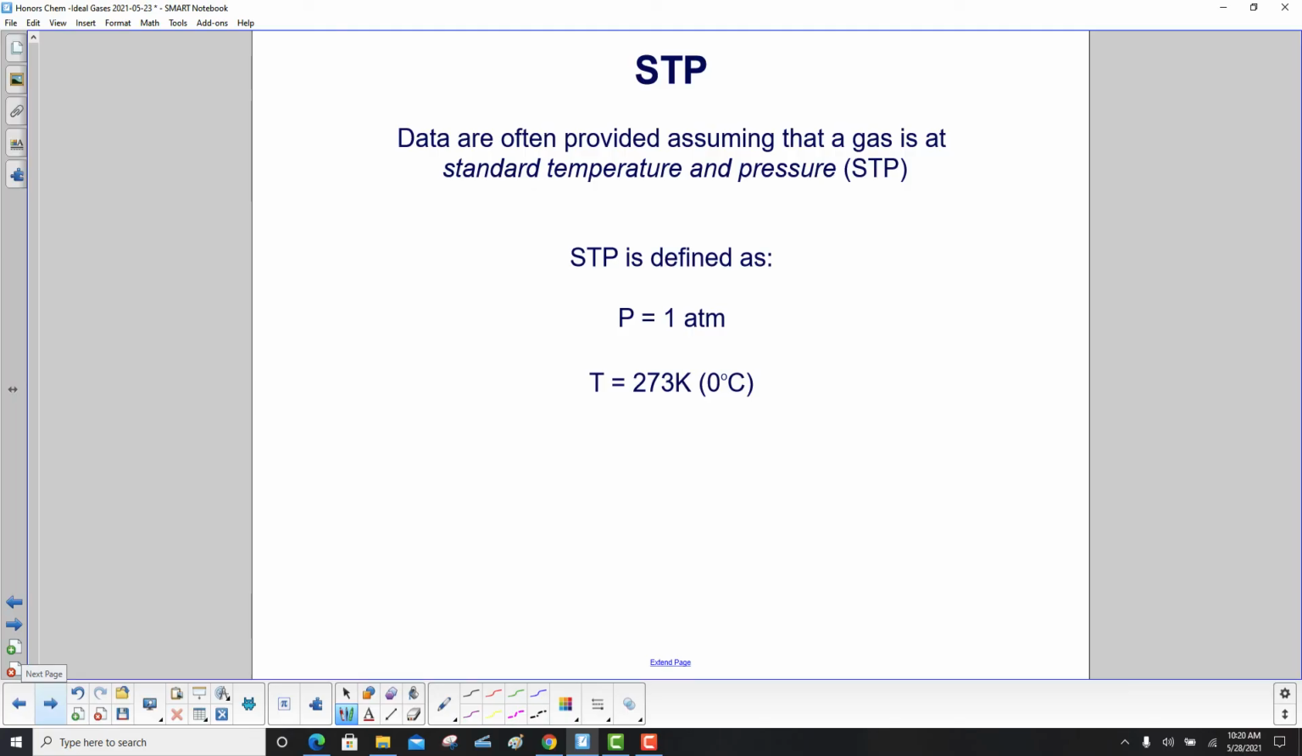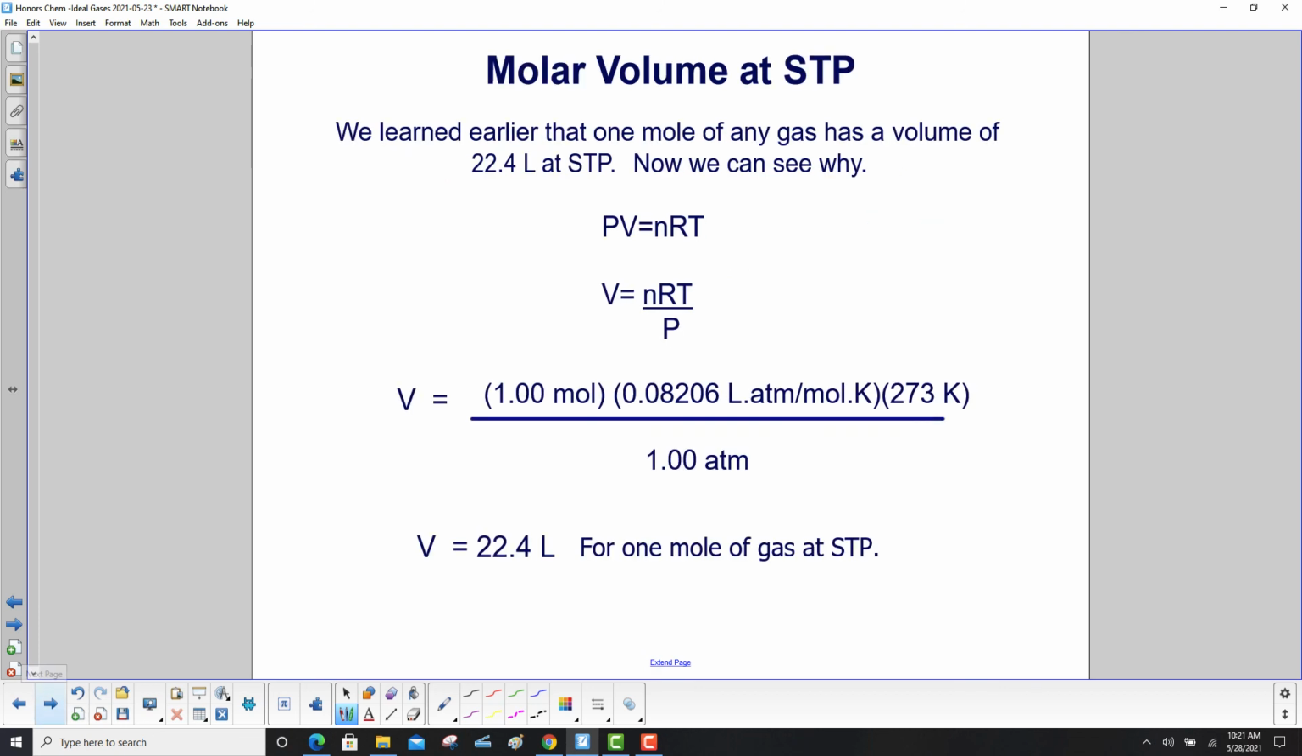Data are often provided assuming that a gas is at standard temperature and pressure, or STP. STP is defined as a pressure of 1 atmosphere and a temperature of 273 Kelvin or 0 degrees Celsius. We learned earlier that 1 mole of any gas has a volume of 22.4 liters at STP. Now we can see why.